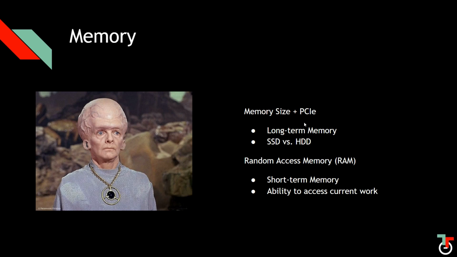Now let's look at your RAM, or your random access memory, or your short-term memory. Your short-term memory is lost whenever you turn off your computer. This determines how quickly you can access what you're currently working on. If you have lag, you probably need to upgrade RAM.